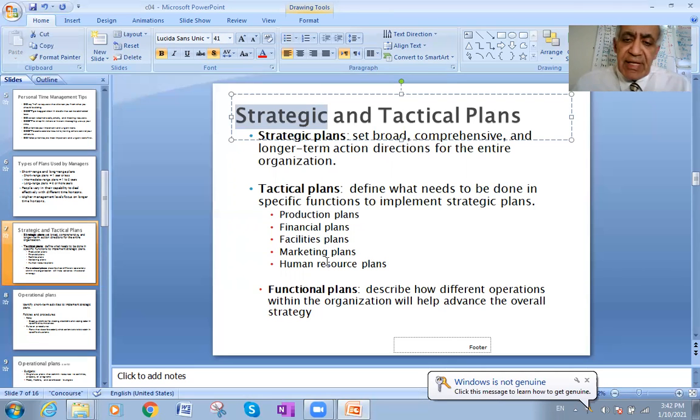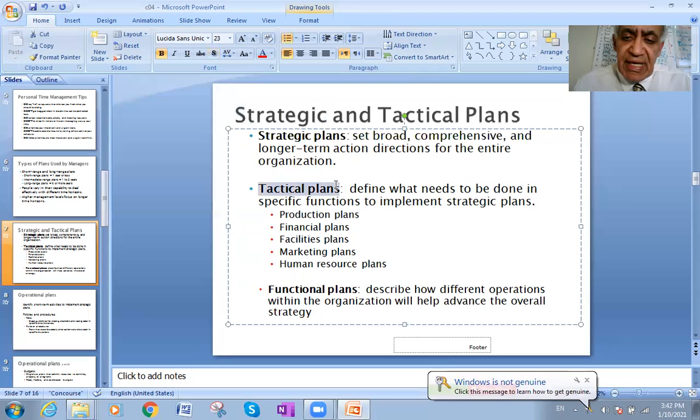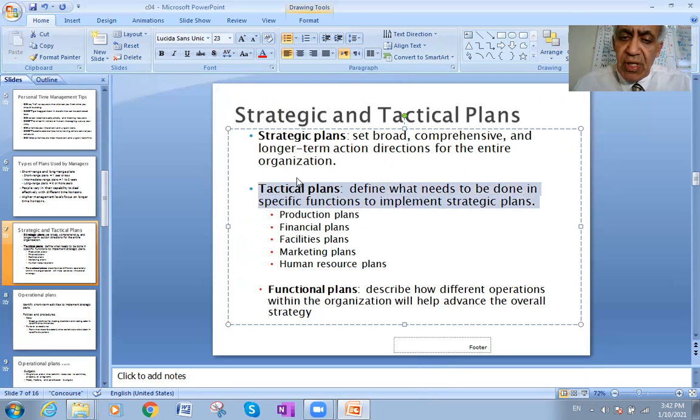So a tactical plan is also defined as what needs to be done in specific functions to implement the strategic plan. So the details of the strategic plan come in the tactical plan. As an example, the production plan, the financial, the marketing, the human resource plans, all those are examples of the tactical plan.